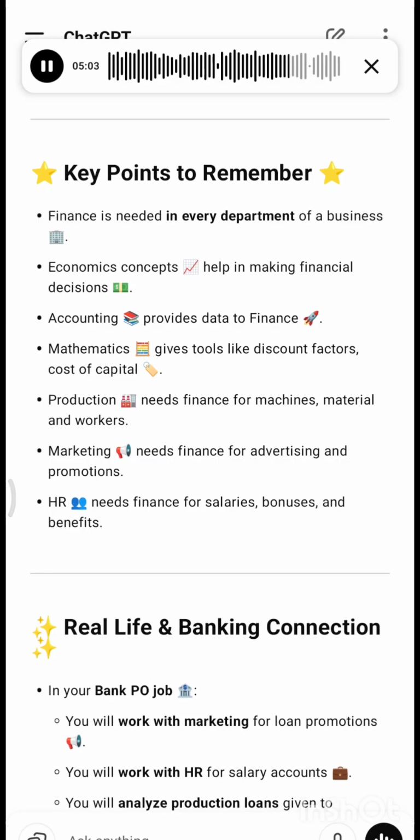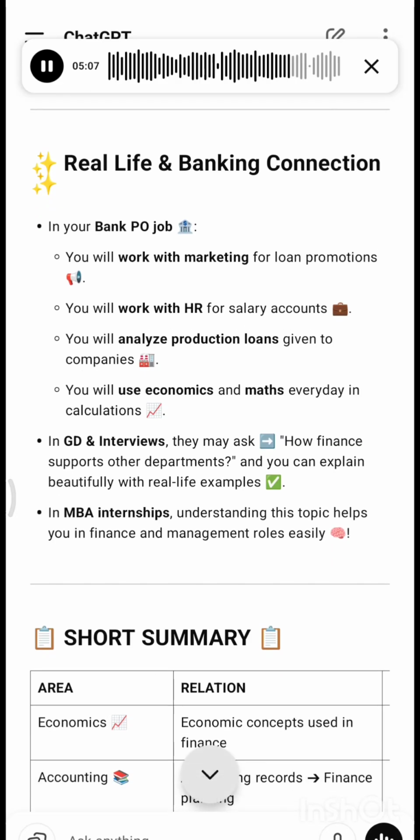Real life and banking connection. In your Bank PO job, you will work with marketing for loan promotions. You will work with HR for salary accounts. You will analyze production loans given to companies. You will use economics and maths every day in calculations. In GD and interviews, they may ask how finance supports other departments, and you can explain beautifully with real-life examples. In MBA internships, understanding this topic helps you in finance and management roles easily.